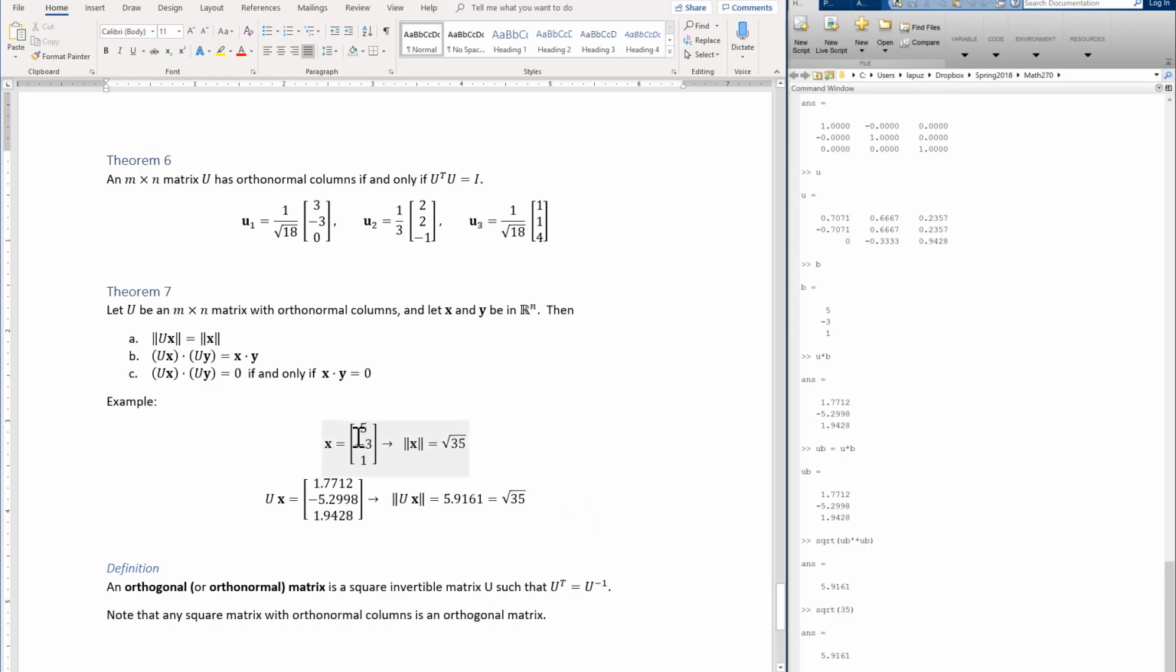Okay, so we see that it didn't change. This isn't a proof, this is just an example of part A. We can find examples of parts B and C, but these are good formulas to remember if you're dealing with an orthonormal matrix. It's defined as an orthogonal matrix, but I think it's better if we call it orthonormal so that we know that it's orthogonal and it also has unit length columns. All right, so that's the end of 6.2.